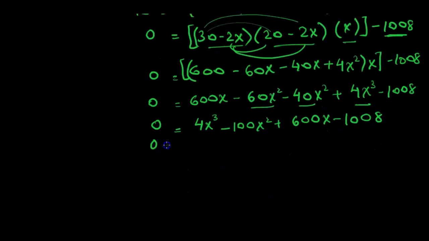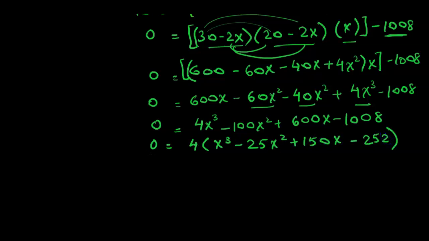Now when we factor this cubic polynomial function, we see that 4 is a common factor for each of these terms. So we can factor 4 out. We'll be left with x cubed minus 25x squared plus 150x minus 252. 0 divided by 4 would give us a 0. We can take this 4 to the other side, such that we would be left with x cubed minus 25x squared plus 150x minus 252 equal to 0.